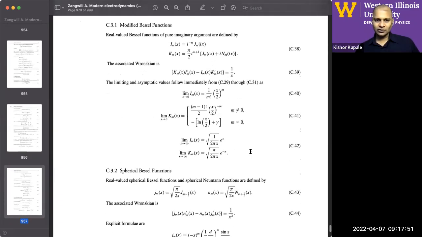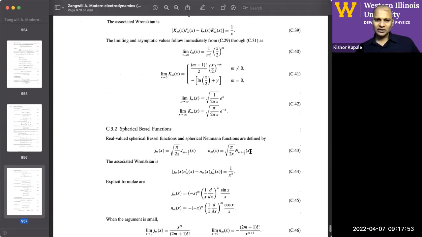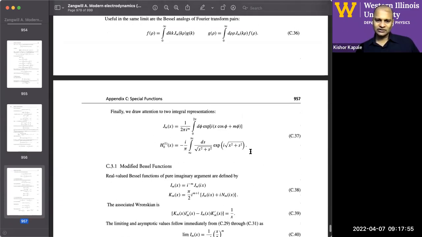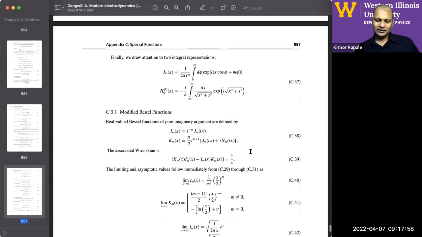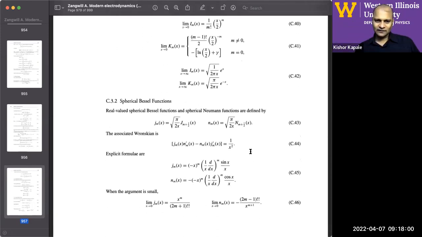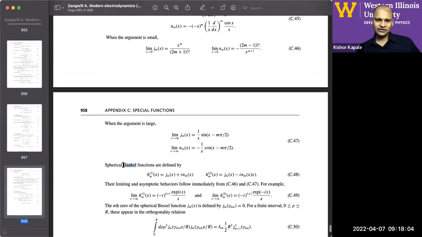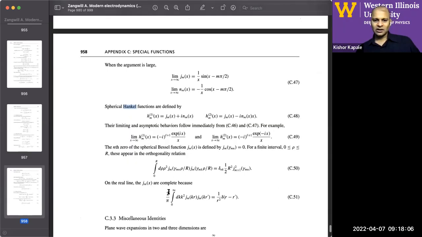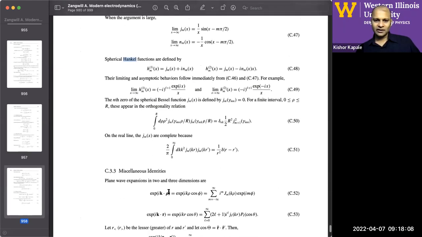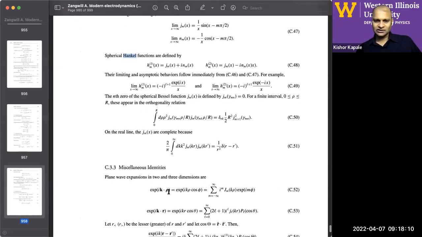Feel free to read through the Bessel function properties and such. There are Bessel functions of the first kind, Bessel functions of the second kind, and then there are combinations of the two. So there's a whole host of these. These are called the Hankel functions, which are the combinations of the two, and they're very useful in a variety of different situations.